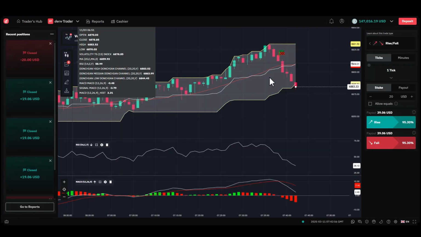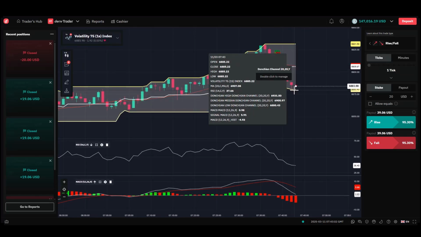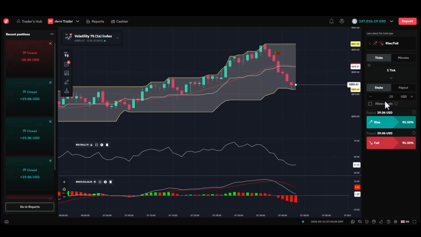Right, what have we got going on here? It was hitting the top there of the channel. Now it's started sitting at the low. I'm actually going to go, so obviously choose your stake. In this case, I've gone with $20. You can go down to 50 cents or $1, but we'll go with $20. We're going to go with rise, and we're just going to go with one tick. So it's going to be a very, very quick trade. So let's go, rise.